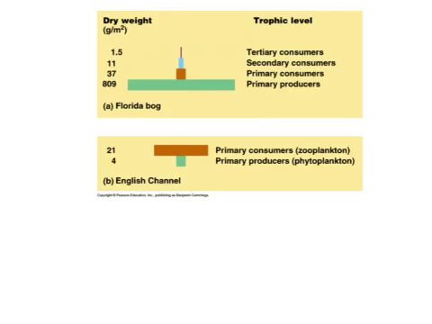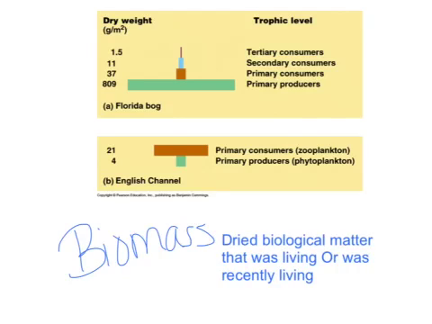Okay, so let's do a little bit of pyramid review now. We've seen some of these pyramids before. These are examples here of biomass pyramids. You guys have seen a biomass pyramid your freshman year. Biomass is dried biological matter that was living or was recently living. Biomass is measured by gathering the mass of the organism after all the water has been removed from the substance. So if you were talking about a potato, you'd have to pull all the water out of it. If you're talking about a bug, you'd have to let them dehydrate, and then you can measure the biomass.